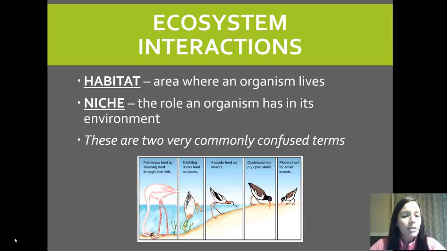If we take a look at this picture down here, you'll see that flamingos are in the deepest water, but then you have plovers that are all the way up on the shore. They all live on the seashore in that general area, but they all inhabit different parts of the shore, and as a result, they really don't compete with each other because they're eating different things and they're in different locations.